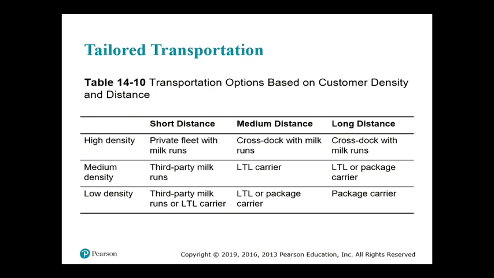So the best transportation options based on customer density and distance. Basically, as density increases and as distances decrease, it will make more sense for us to, one, have more ownership in our transportation fleet and use more milk runs.